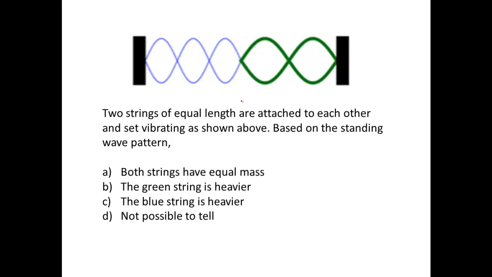So let's compare the wavelengths of these two things. Here, I've got a wavelength that is this whole distance, so basically half of the string length. Here, I've got a wavelength that is actually smaller than half the distance. It's a third of the distance. So the wavelength of the blue side is actually less than the wavelength of the green side.